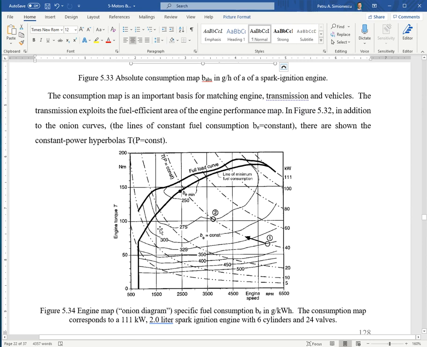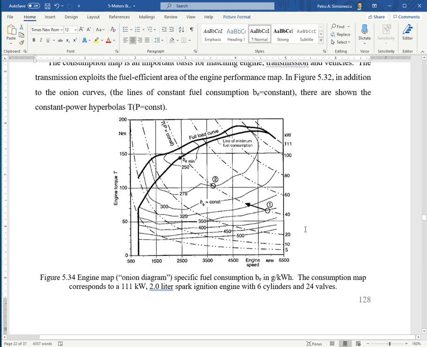So there are curves of equal relative fuel consumption. These are the onion diagram maps or graphs, and you can also overlap onto them the hyperbola at corresponding constant power.